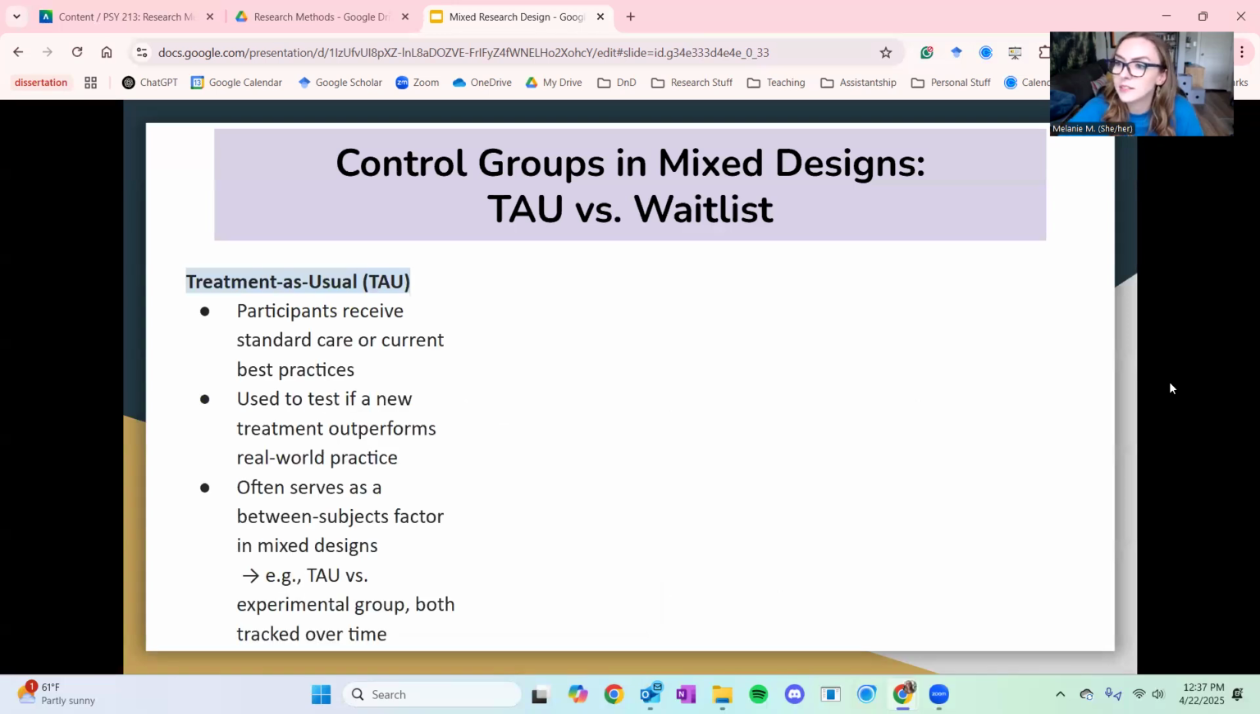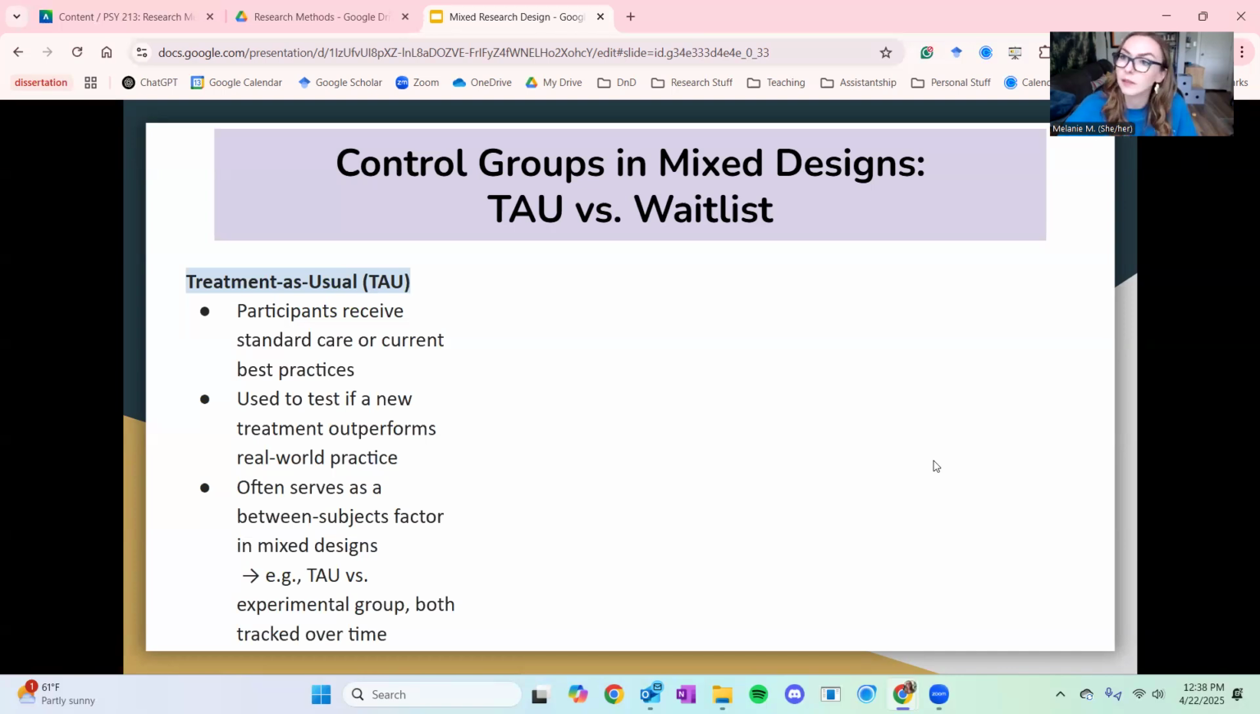Okay, so some big components of control groups within these mixed factorial designs. First we have a treatment as usual approach, which is where participants are receiving standard care or best practices, and it's used to test if a new treatment will outperform their real world performance.